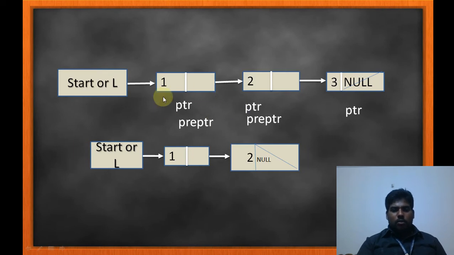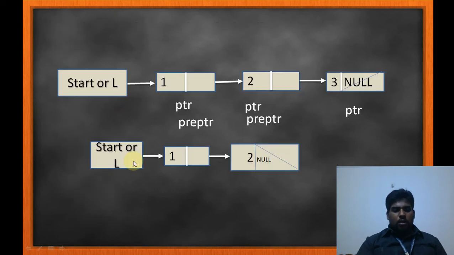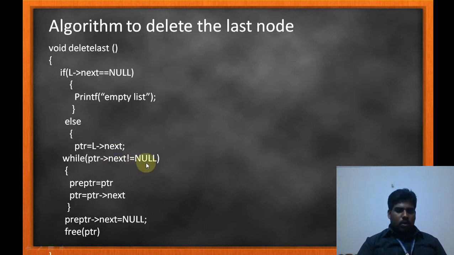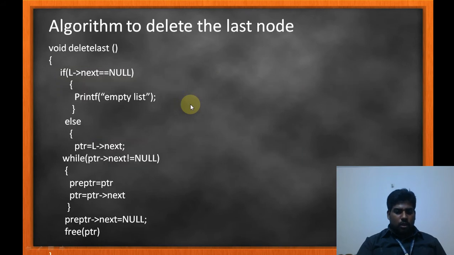So this is PTR now. This one is PTR, not this. PTR equal to L next, so this one is the PTR now. Now while PTR next not equal to null. Until the while loop reaches here, it will work, and once it reaches here, it will fail. All of you understood? Now while next not equal to null, I am using another pointer, pre-PTR. Pre-PTR equal to PTR. Now PTR means L next, so this is now PTR and pre-PTR. All of you understood? Now PTR equal to PTR next.